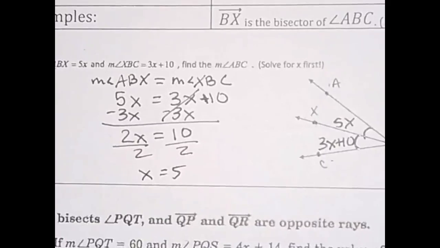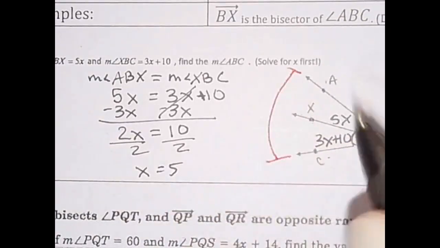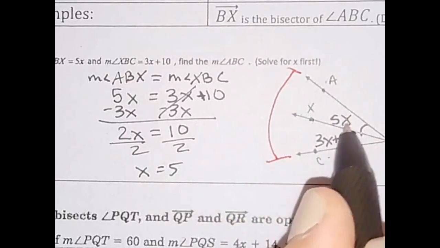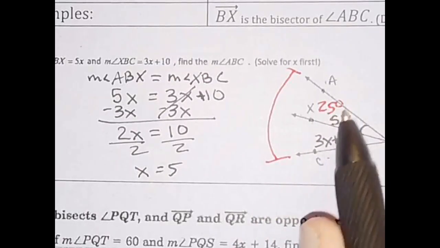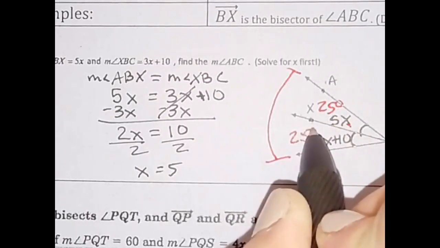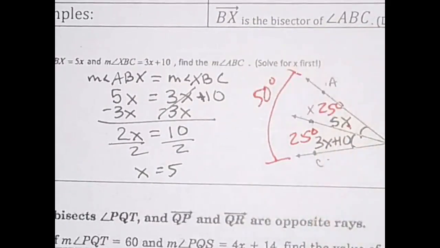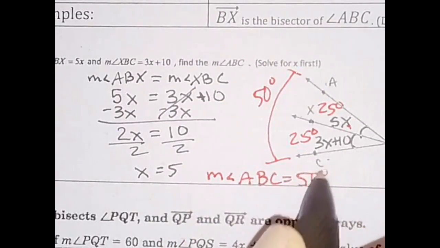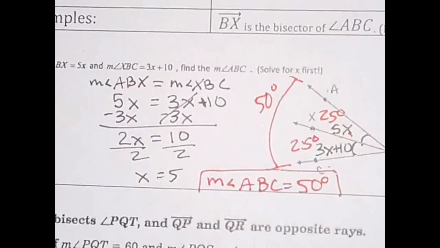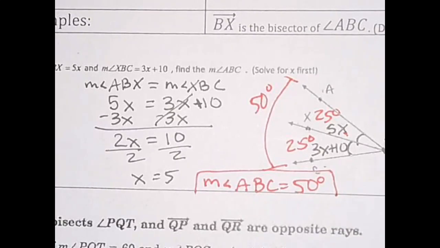Ultimately, I wanted to figure out what the entire angle was from here to here. So let's plug it in. 5 times x, well, x is 5, so 5 times 5 is 25 degrees. If this angle is 25 degrees, then this angle is 25 degrees, which makes the entire angle 50 degrees. So we say measurement of angle ABC equals 50 degrees. Okay, take a second and label number 7's image on your own. We'll fill it in together and make sure, but try it on your own first.